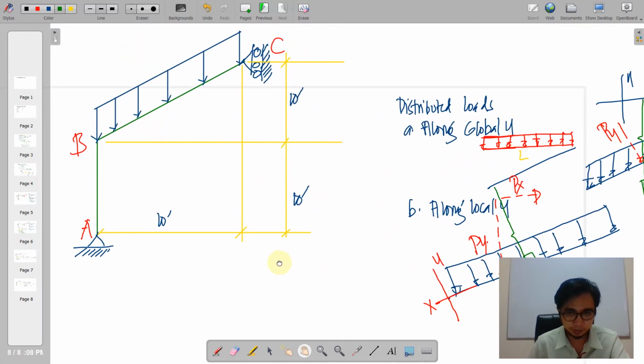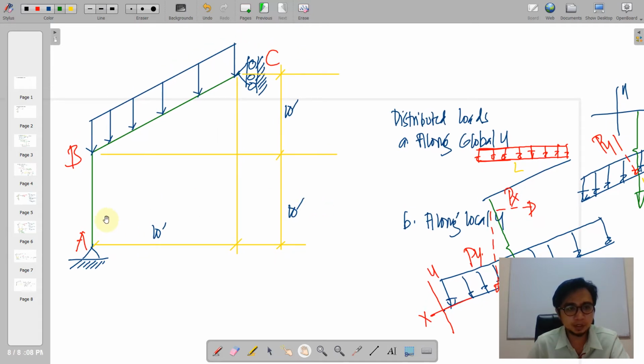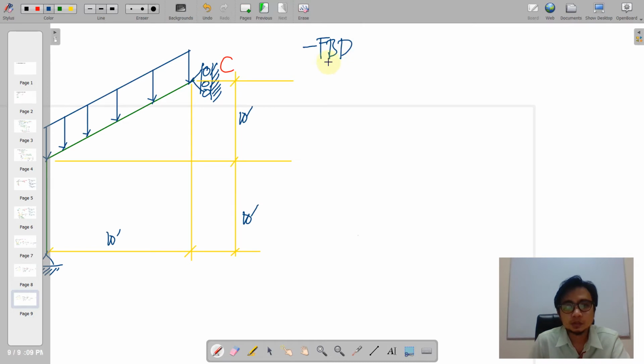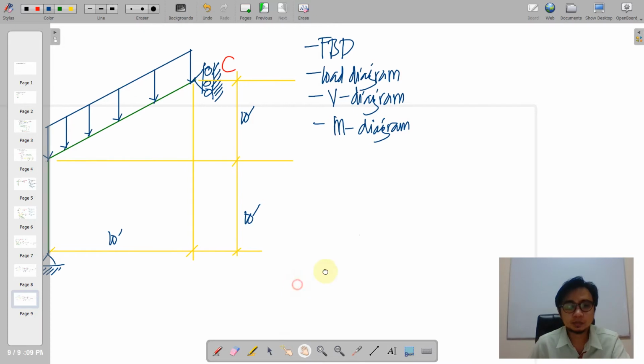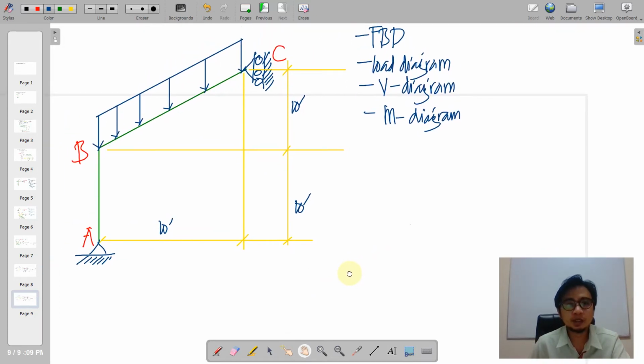So let us now consider this example. So this, we have a column and an inclined beam here. So this is 10 by 10. So it is obvious that this has a 45 degrees angle because we have equal legs here. And then the first step is to draw the FBD, the free body diagram. And then we're going to establish the load diagram. And then the shear diagram. Then the moment diagram.